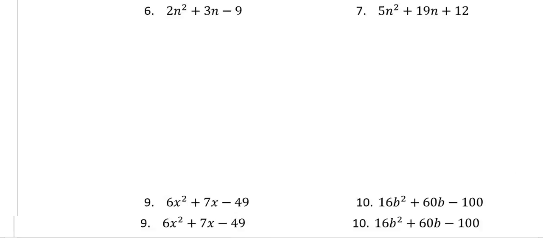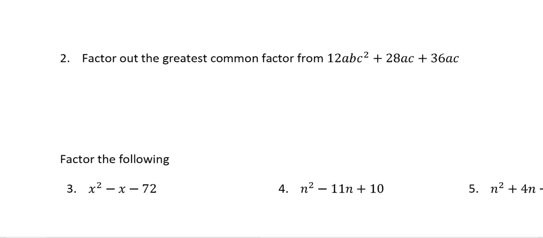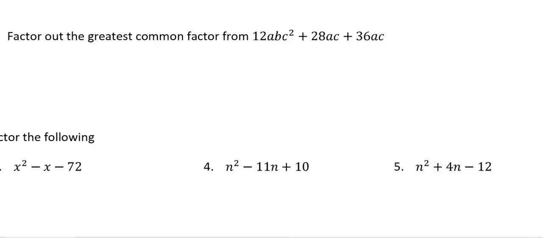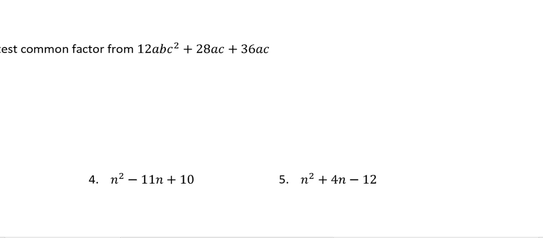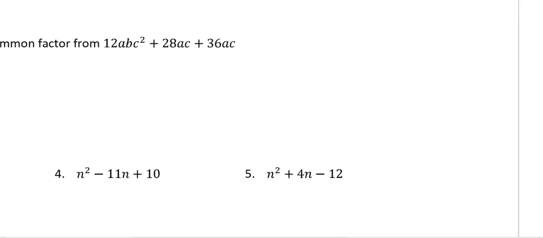Moving on. Factor out the greatest common factor from 12abc squared plus 28ac plus 36ac. Okay, so once again, let's highlight the numbers first and ask yourself, what's the biggest number that I can take out of the 12, 28, and 36? The biggest number that I can take out is going to be 4. Right? I can't take out a 6 or a 12. 4 is the biggest number that factors evenly into all three of those numbers.